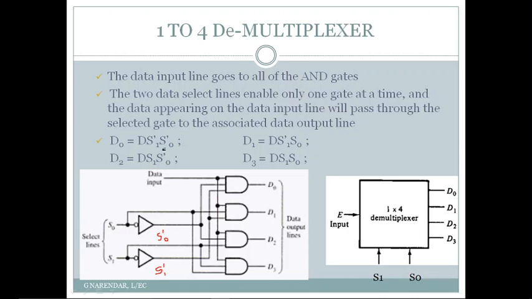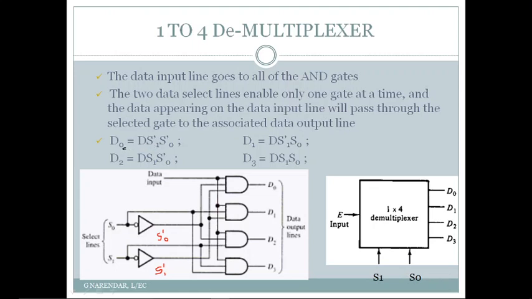So with this, the selection inputs are now available in their original and complement form, and all four outputs can be obtained by using four AND gates, three-input AND gates, for which the inputs are as specified in the expression.